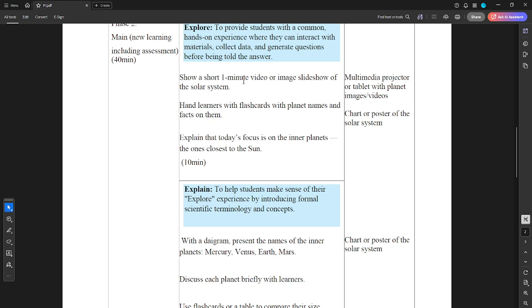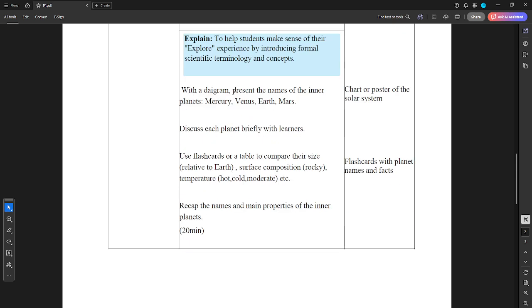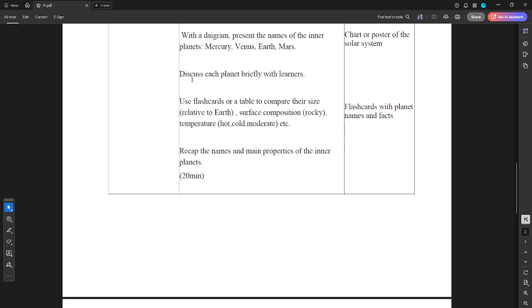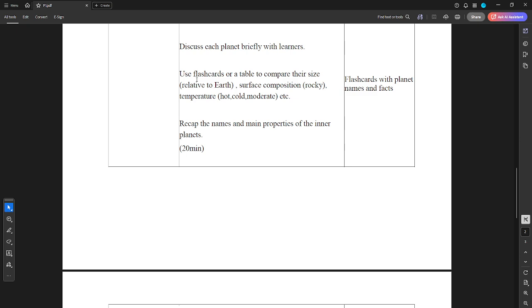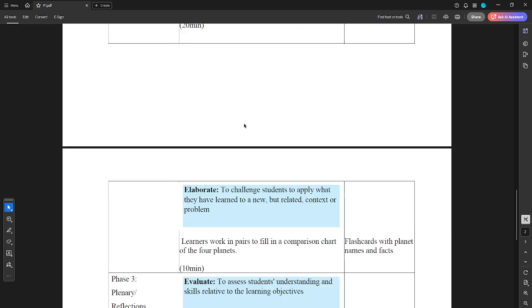So we just show a one-minute video or image slideshow of the solar system, which is so generic. And then a presentation of diagrams to show the planets is just a common practice. Then discuss each planet briefly with the learners, but it wasn't detailed, so we cannot consider it to be more creative or original. So the use of flashcards, but the information on the flashcards was just the normal things.